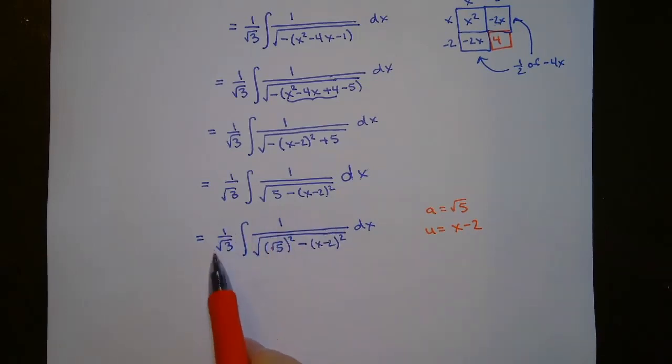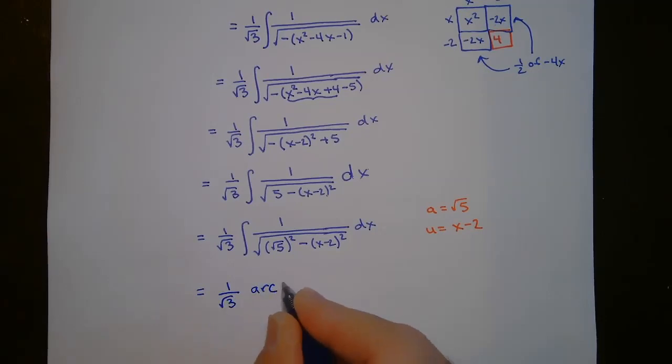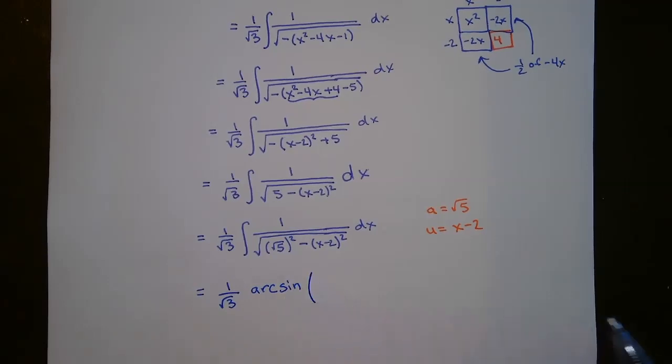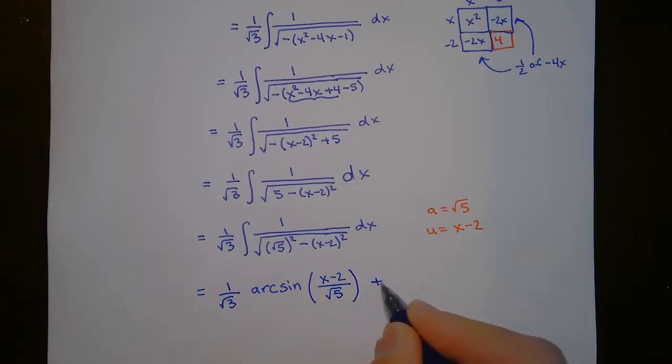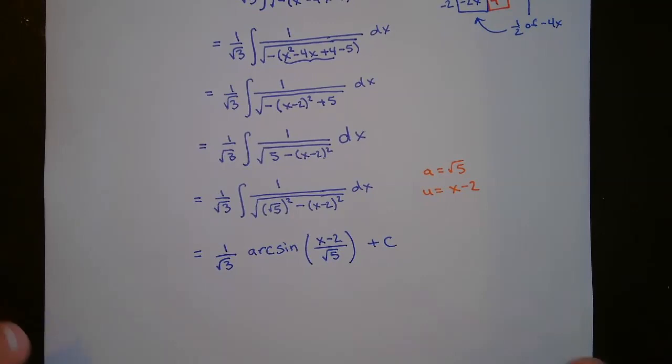But in front we have 1 over the square root of 3. All right, so this is equivalent to 1 over the square root of 3 arc sine, or sine inverse, right, of our u, which is x minus 2, over our a, which is the square root of 5, and then plus our constant c. All right, now this is a correct answer, but it's not the best and final answer, okay?